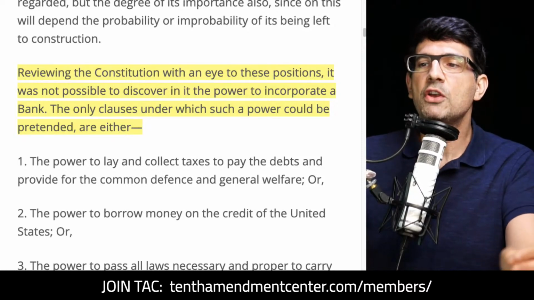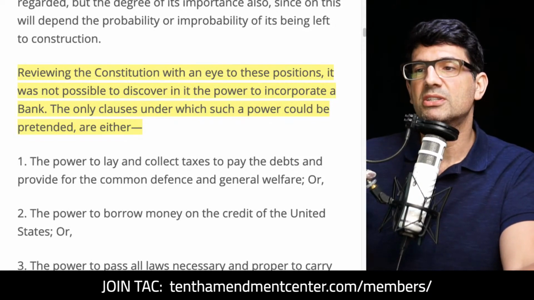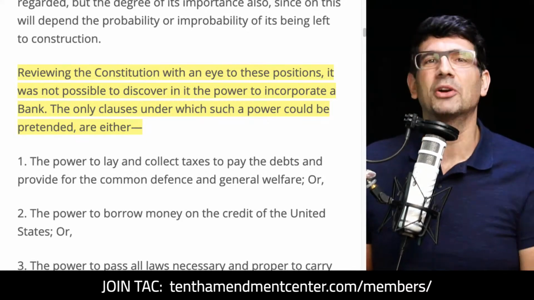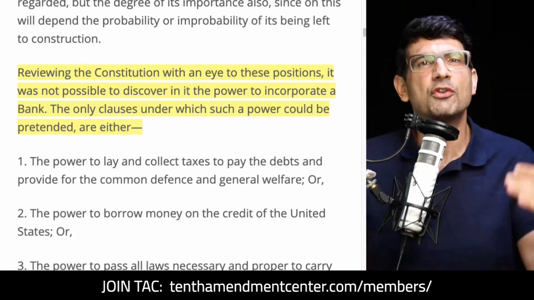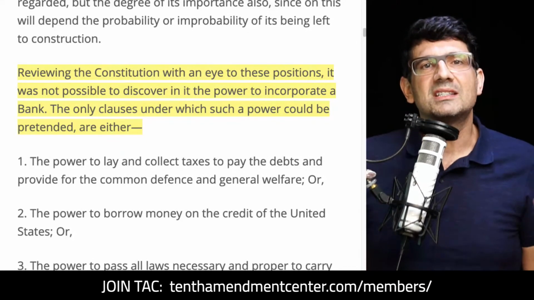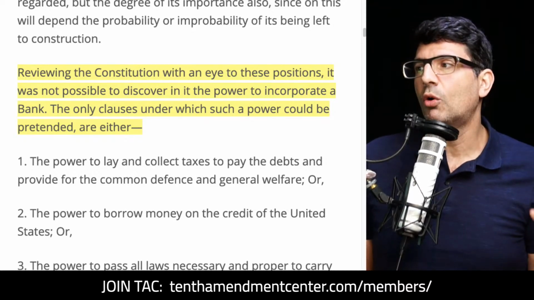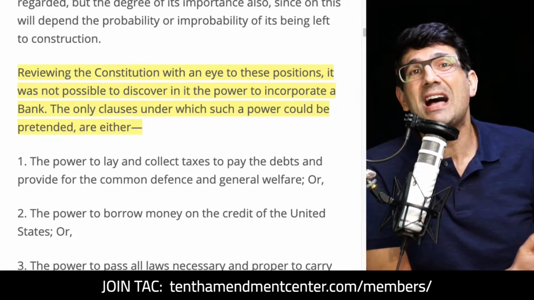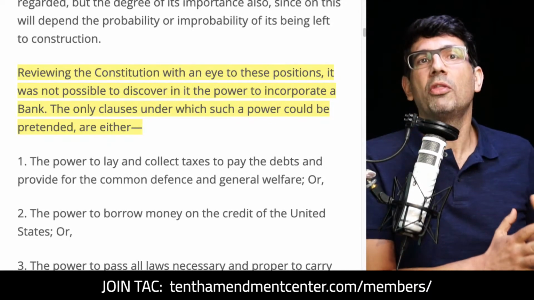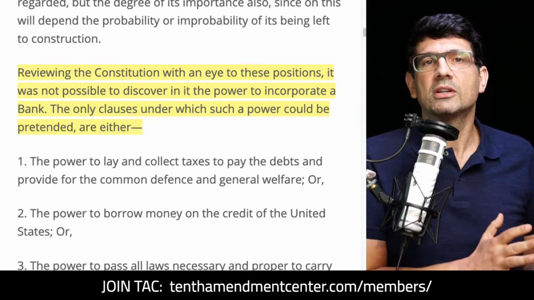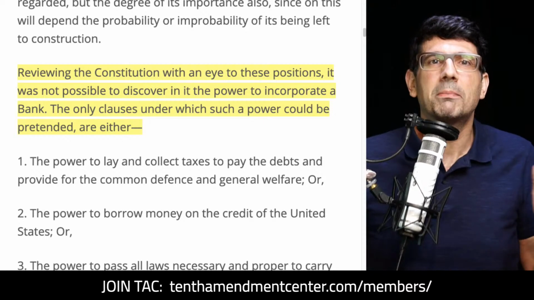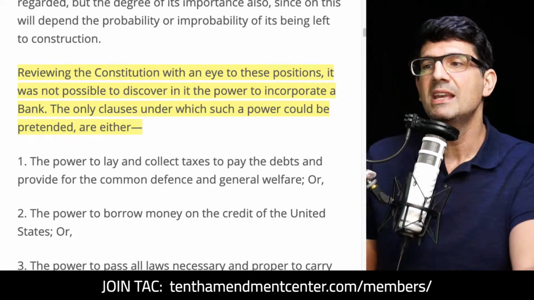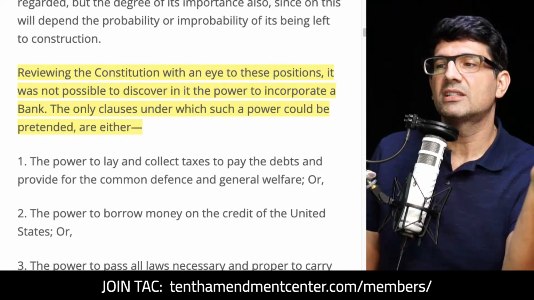So he says, reviewing the Constitution with an eye to these positions, it was not possible to discover in it the power to incorporate a bank. It just doesn't say that. That's the first thing you do. When you're looking to see if something that the federal government is doing or wants to do is constitutional or not, the first thing you do is you read the text. And if you can't find the exact thing in there or the power to do it spelled out, then that's option number one. Then, if not, you have to look to some of the other delegated powers. And he says, it was not possible to discover this power.